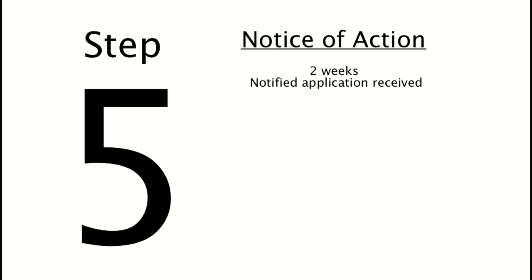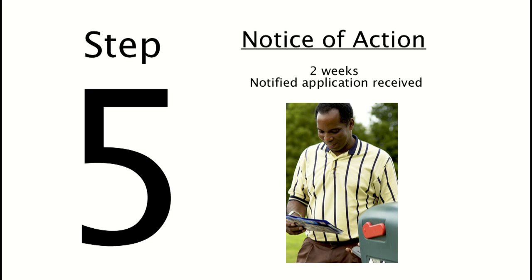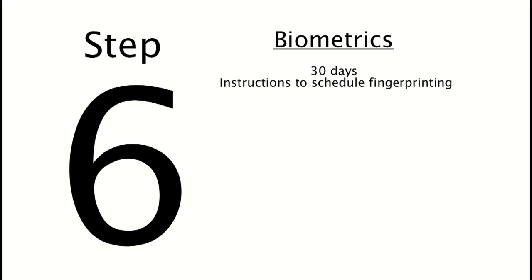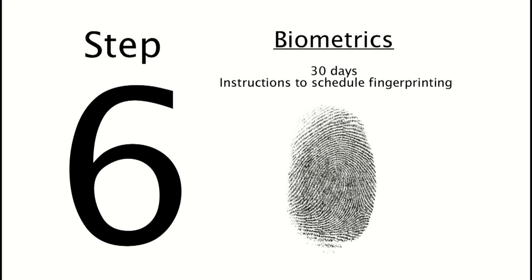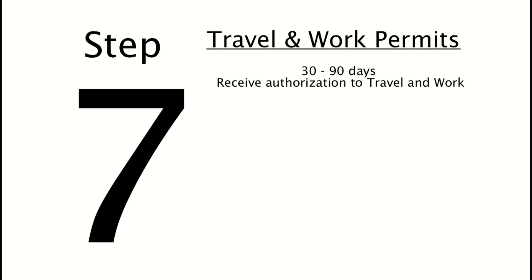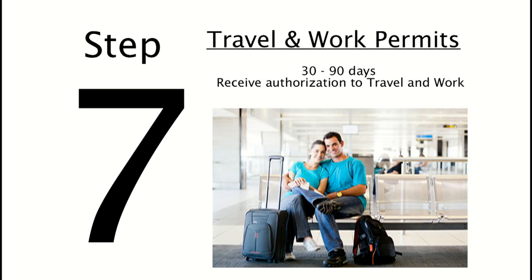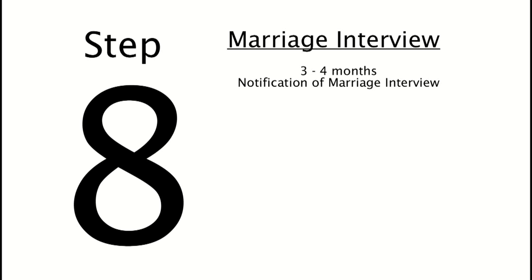After you mail in your application, you should receive a notice of action. This should be received within 2 weeks of mailing in your application, and it's a notification from USCIS that your application was received. Within the next 30 days, you should receive instructions to schedule your biometrics appointment. This is where your fingerprints will be taken. If you had submitted your travel permit and employment authorization, you'll receive approval of these within 30 to 90 days after mailing in your application.